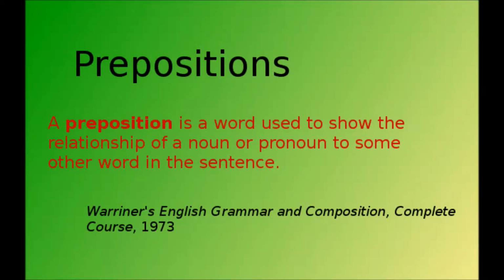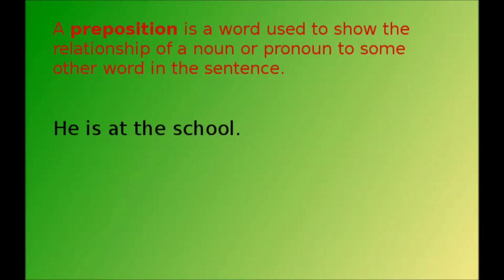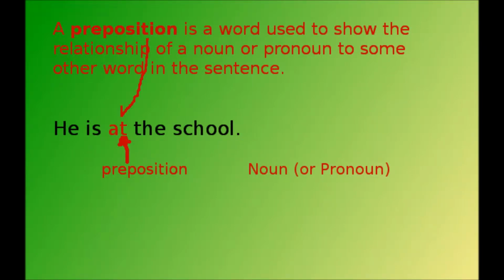According to my trusty Warner's English Grammar, a preposition is a word used to show the relationship of a noun or a pronoun to some other word in the sentence. It's probably easier to understand that with a couple of examples. He is at the school. In this sentence, at is a preposition showing the relationship of a noun or a pronoun, in this case, school, to some other word in the sentence, in this case, is.